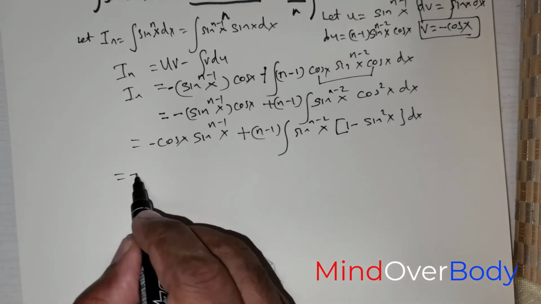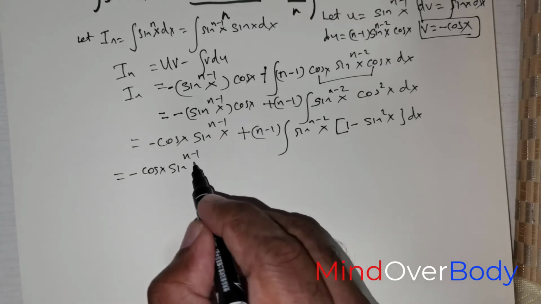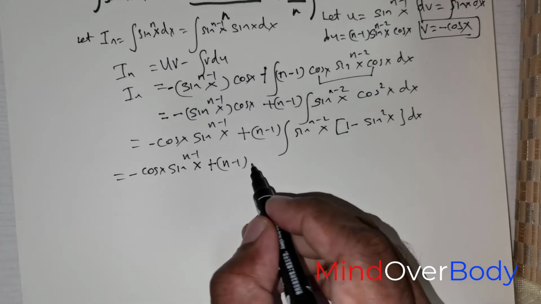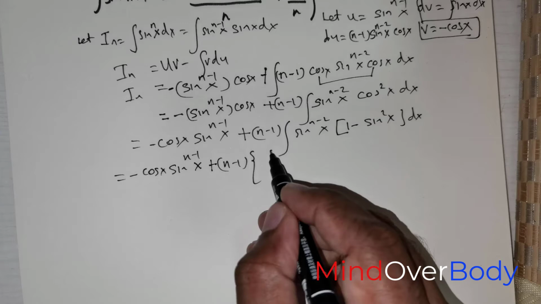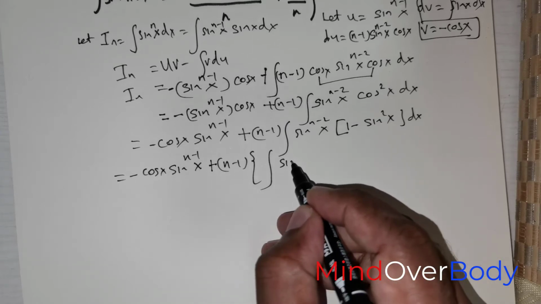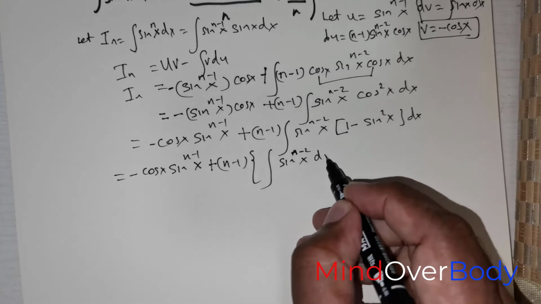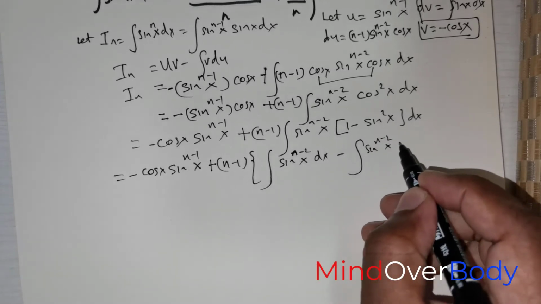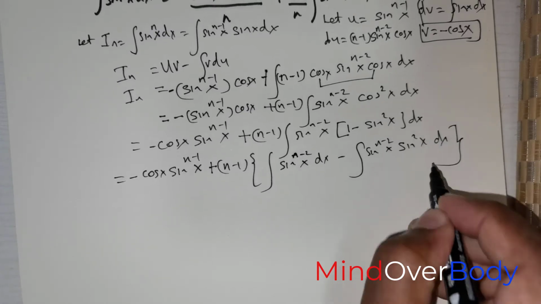So this is equal to negative cos x times sine raised to the power of n minus 1 times x, positive n minus 1. Now I'm going to split this, I'm going to distribute this. So it's going to be integral sine raised to the power of n minus 2 x times dx minus integral sine raised to the power of n minus 2 x times sine squared x times dx.